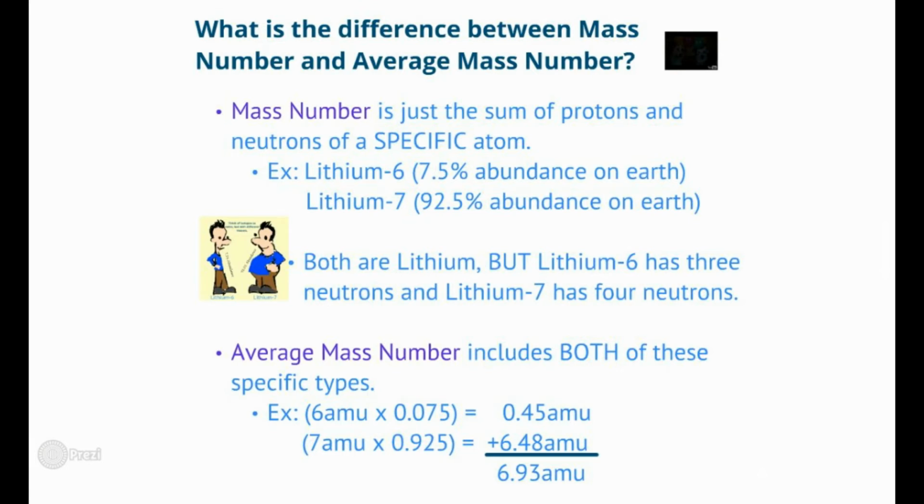Okay, so that's how we get the average mass number versus a normal mass number. Mass number is talking about one specific type of atom or one specific isotope of it. The average mass number is considering all those isotopes together.